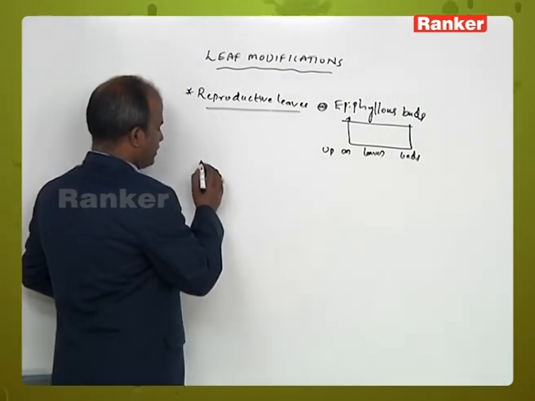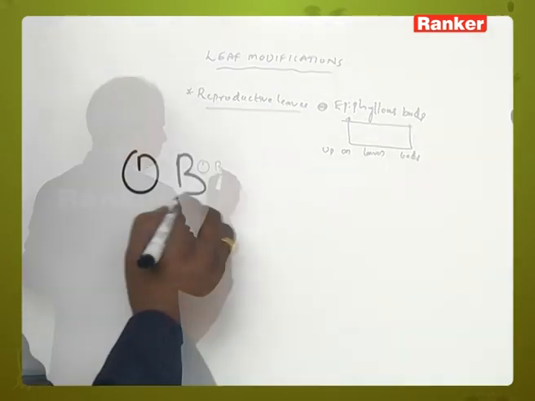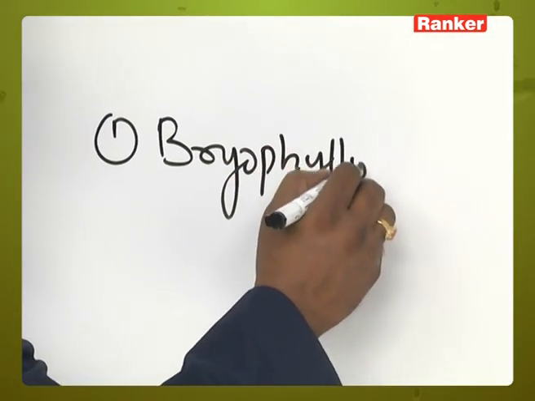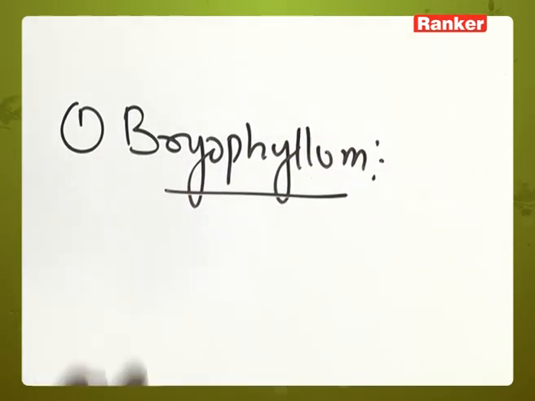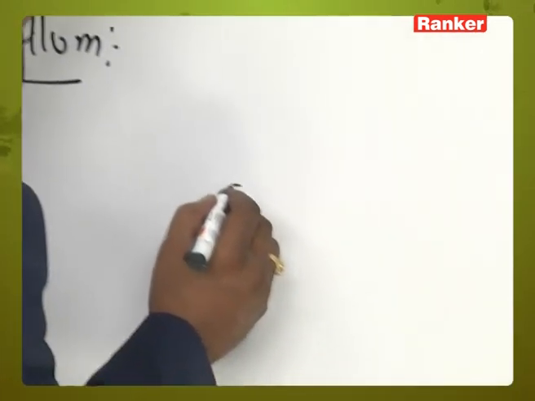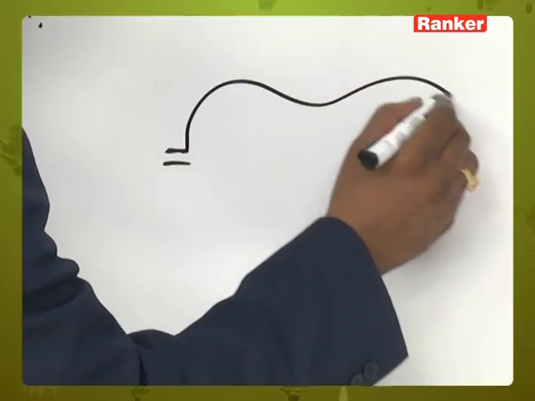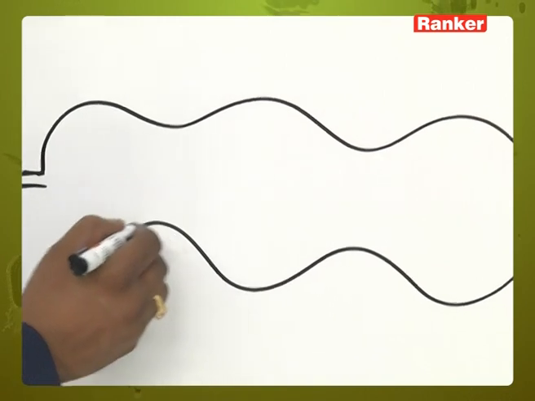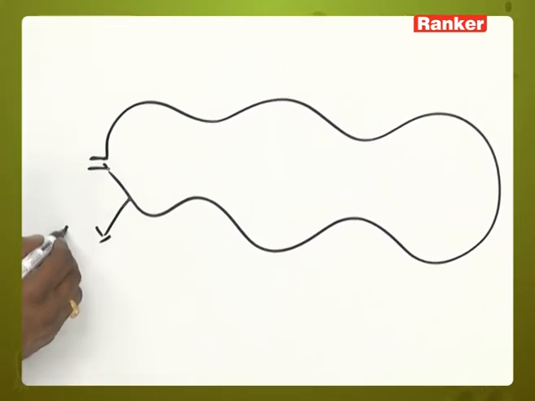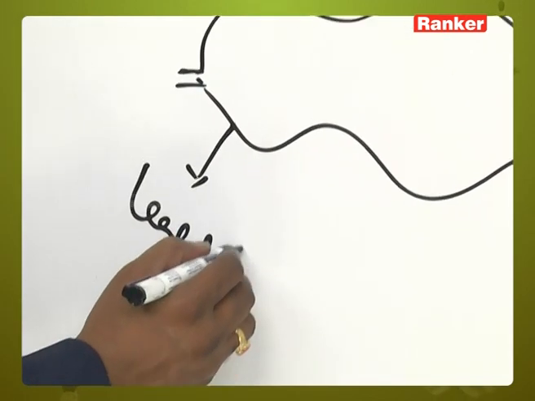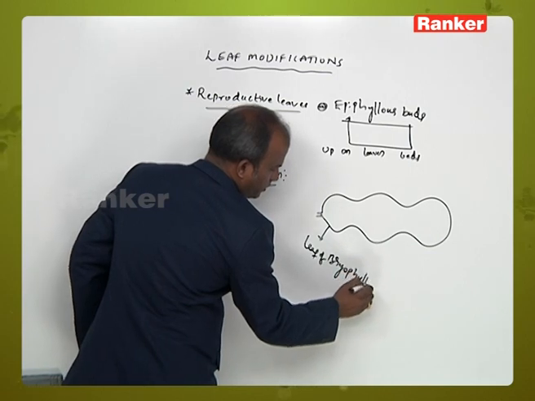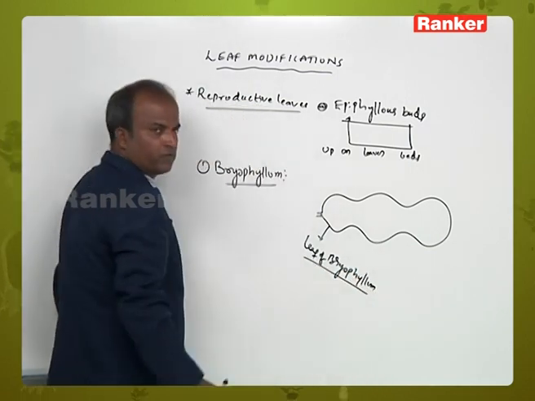In this first example, that is Bryophyllum. See, it is a leaf of Bryophyllum.